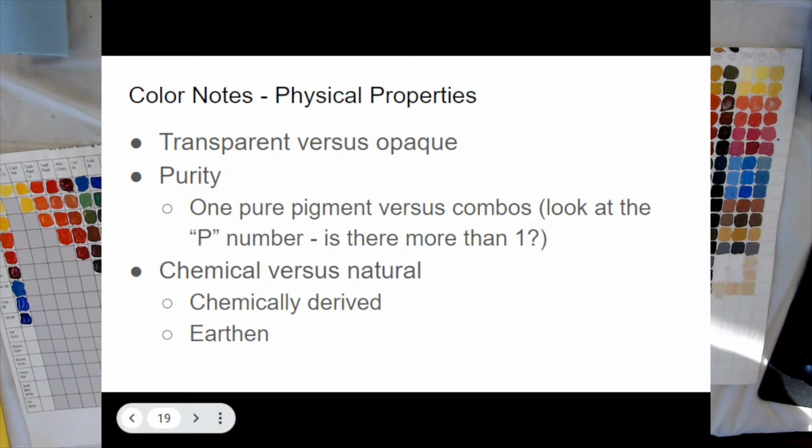Now, the pigment black, this is ivory black, and this only has one P number, PBK9. That's it. It's just one P number. Titanium white is another example of one P number.